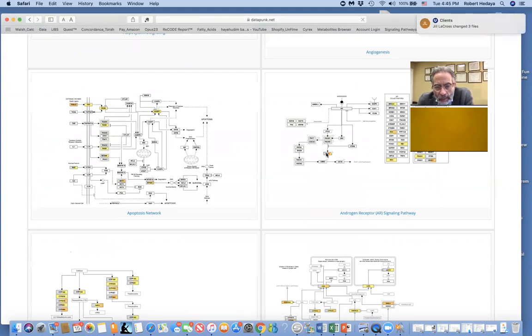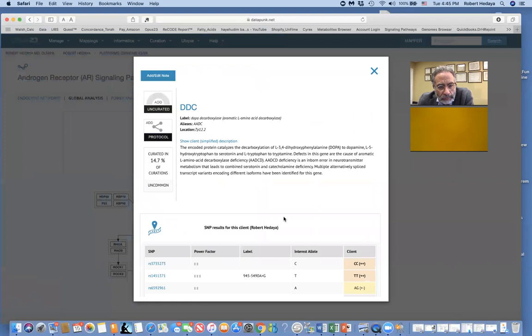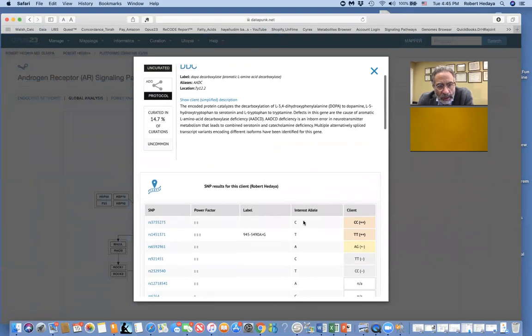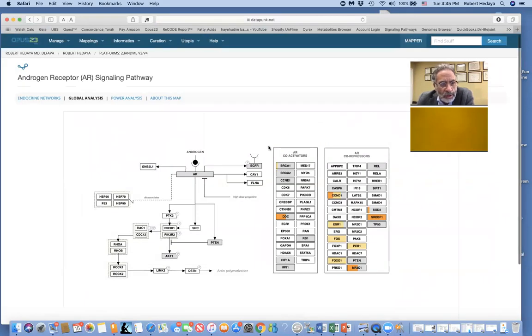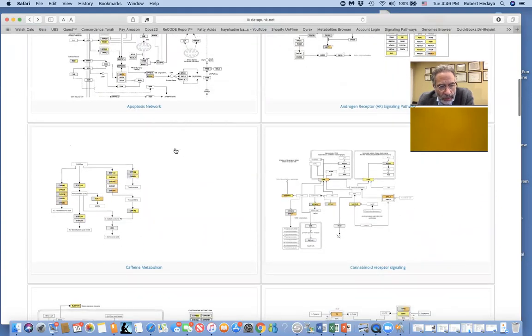So I can click on any of these. I can click, for example, on this right here. And you can see that this person actually, in this gene, dopa decarboxylase, has several abnormal variant genes that are affecting the ability for this person to respond to dopamine, the neurotransmitter, which may be related to testosterone signaling. So would this help inform your treatment? Absolutely. This would help inform my treatment.